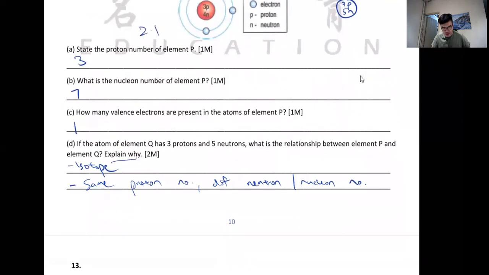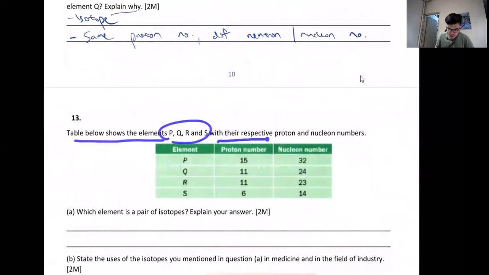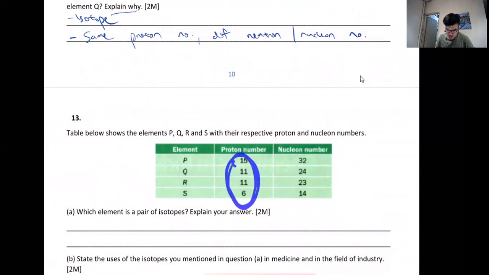Okay, so anyway, next one. Let's look at question 13. Table below shows the elements P, Q, R, S with their respective proton and neutron number. So 15 proton number is here, 15, 11, 11, 6. This is neutron number. So let's add another one, which is the nucleon number, because proton plus neutron is nucleon number. Total number is 32. How do you get this number? 32 minus 15, you get 17. 24 minus 11, you get 13. 23 minus 11, you get 12. 14 minus 6, you get 8.